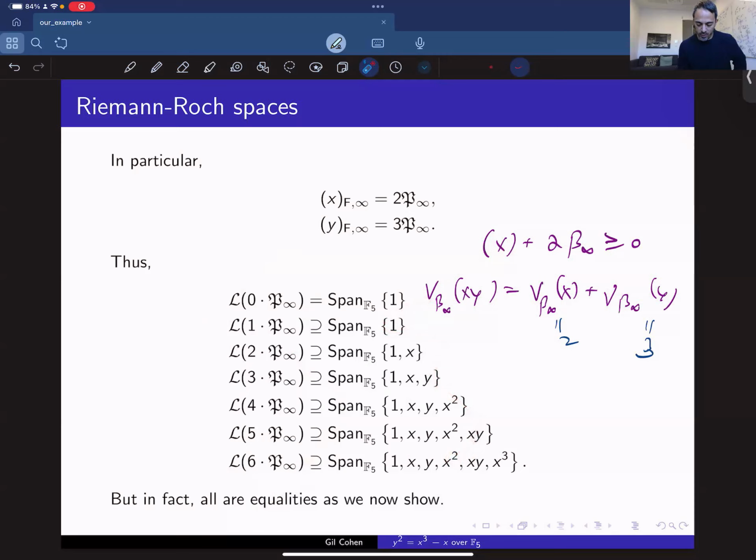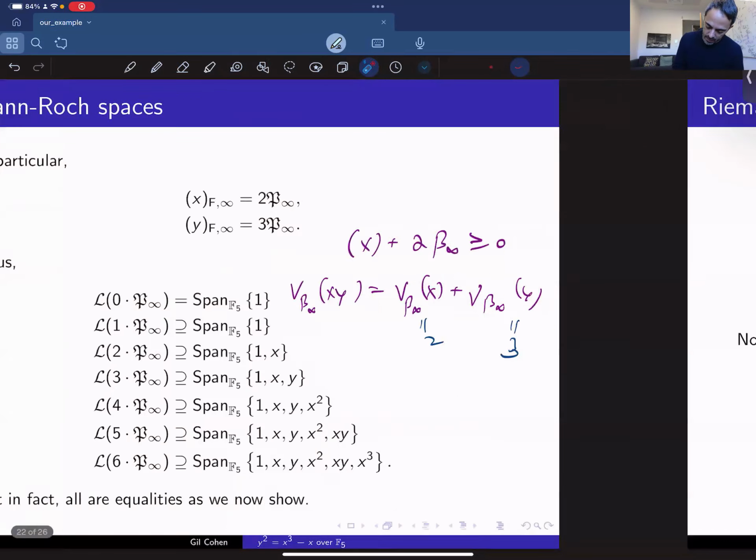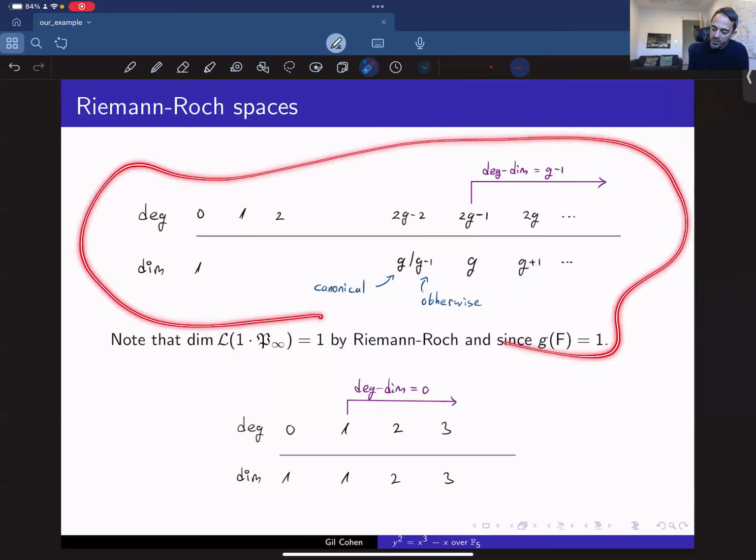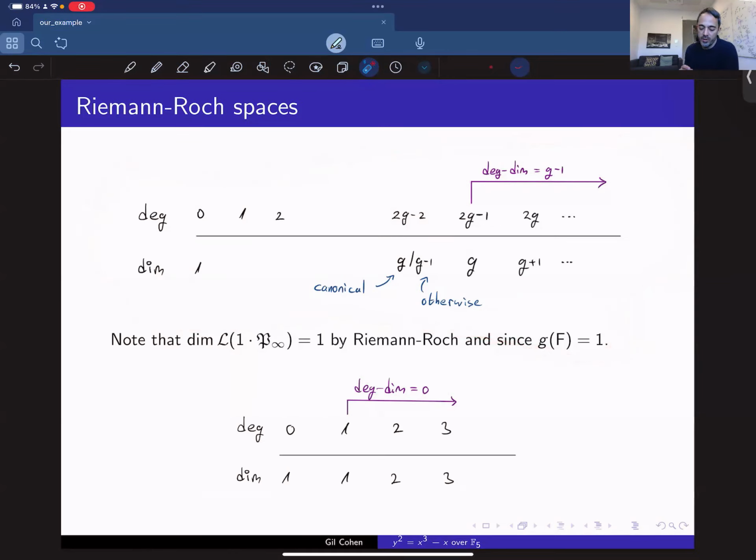And what I claim is that you have equalities throughout. So it's not like I missed a function. These are the functions that appear now. And to see this, recall this picture that we had when we talked about Riemann-Roch or corollaries of Riemann-Roch. So we said that if you consider degree versus dimension, so you look at degree 0, 1, 2, and so forth divisors, not necessarily r times p infinity or anything, whatever you want, and you consider the corresponding dimension.